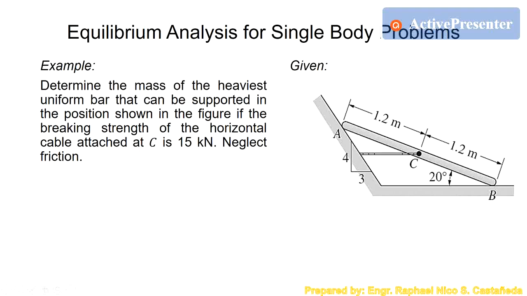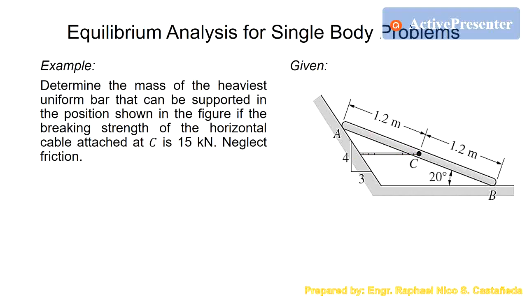Next is to determine the mass of the heaviest uniform bar that can be supported in the position shown in the figure. The breaking strength of the horizontal cable attached at C is 15 kilonewtons. So, meaning in this part of the problem, if the tension in this cable reaches 15 kilonewtons, basically it will break. So, this will break.